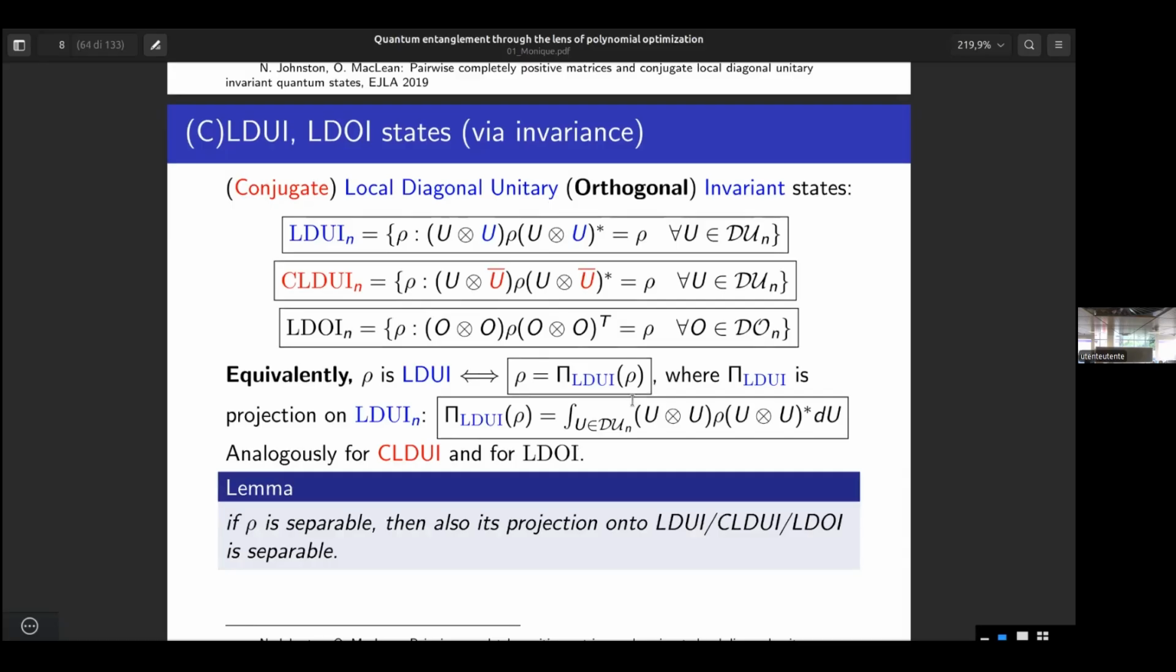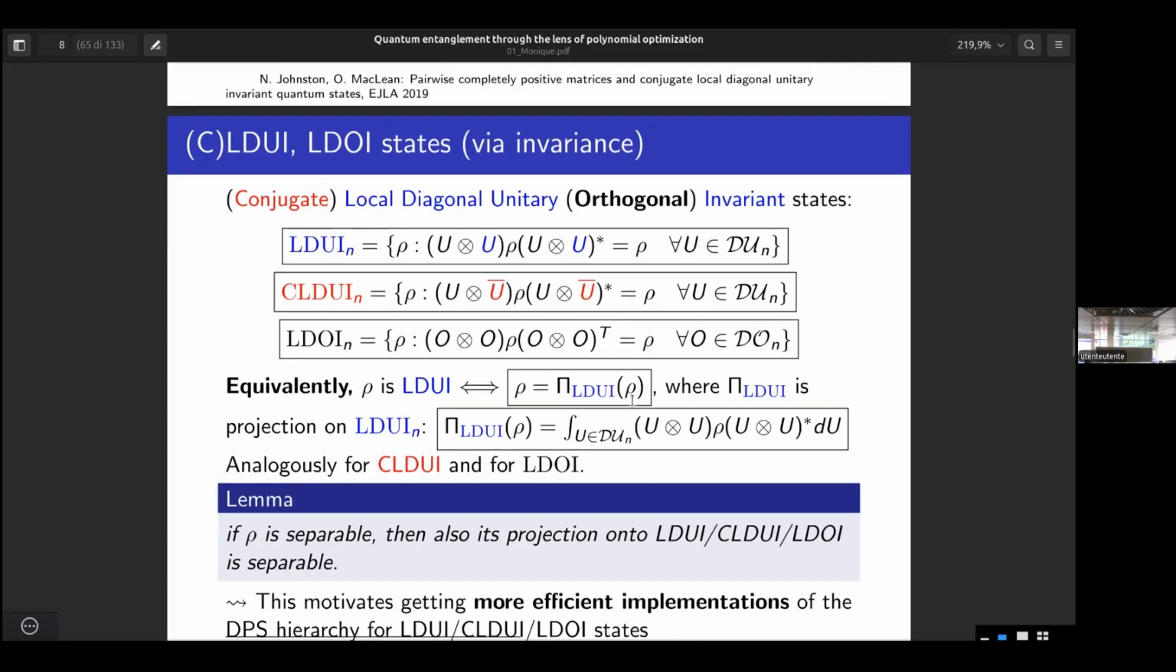An easy observation is that if rho is separable, then the same applies to these projections. So maybe it's difficult to deal with rho, but at least you can try to deal with the projection onto one of these subspaces. And this motivates looking for a more efficient implementation of the DPS hierarchy for these classes of states.